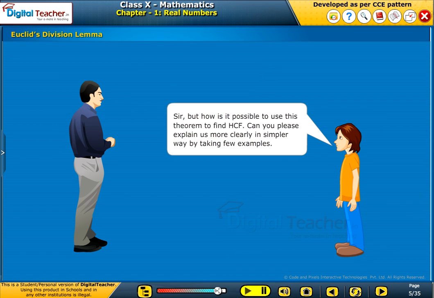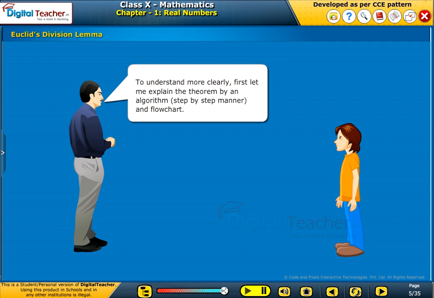Sir, but how is it possible to use this theorem to find HCF? Can you please explain more clearly in a simpler way by taking a few examples? To understand more clearly, first let me explain the theorem by an algorithm, in a step-by-step manner, and a flowchart.